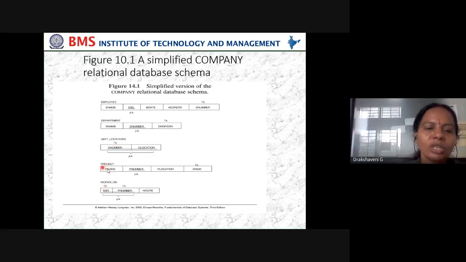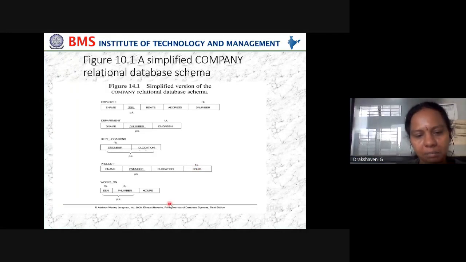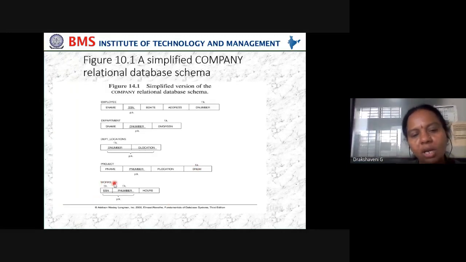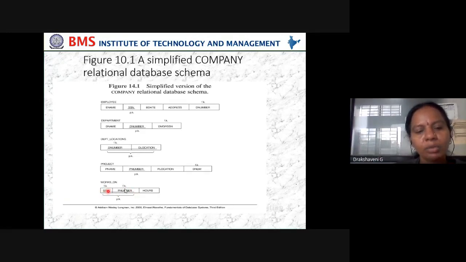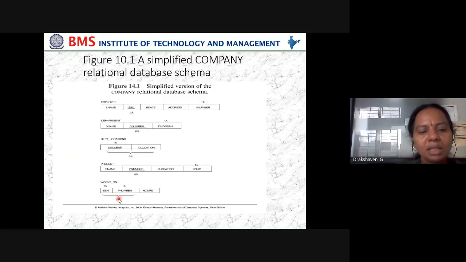In the same way, project is another table: project name, project number, project location, and department number. In this case, we have a primary key, P number, and a foreign key, the department number. Then works on has foreign keys, the social security number of an employee and the project number. These are two foreign keys from two different tables, and together they form a primary key, what we called a super key in relational algebra terms. If these two are there, only then will we be able to find the hours.